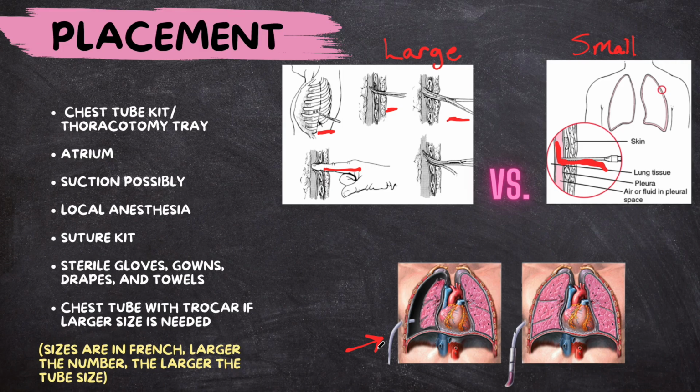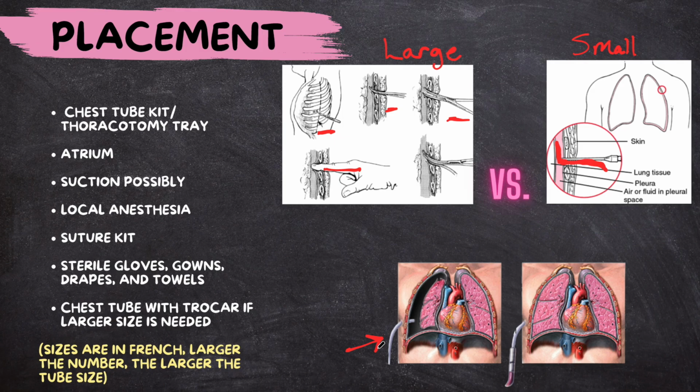But on the sidebar, I put everything that we would need for placement, because a provider is going to say, get me a chest tube set up. And you're going to say, okay, sure. And then you're going to say, I don't remember everything. So a chest tube kit for the small ones. They may ask for a thoracotomy tray for their bigger ones. That's going to come with all the tools that they would need, those bigger forceps like that, and kind of retractors if they had to use that. But those are your kind of two options. Think about them between small and large.